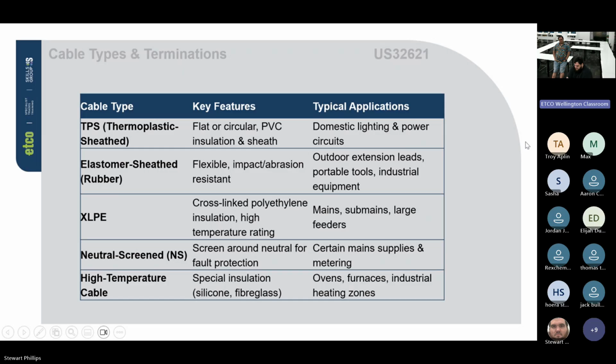What else do we need to talk about? Love how they give us lesson plans. Cool. So when you're installing any cable, there are certain rules and guidelines you need to follow to ensure safety, reliability, and compliance. Things like minimum bend radius, mechanical protection, and support spacing.